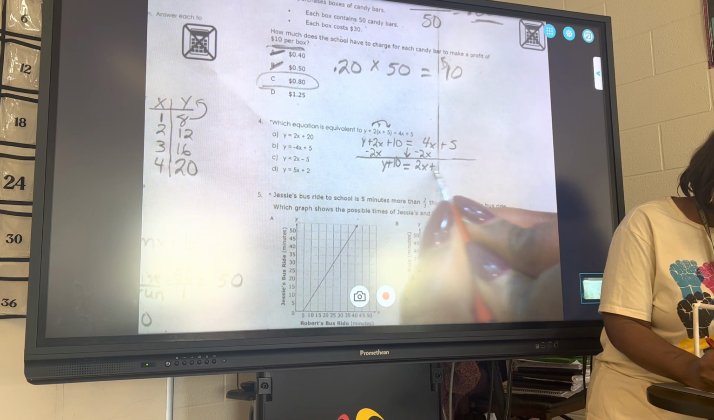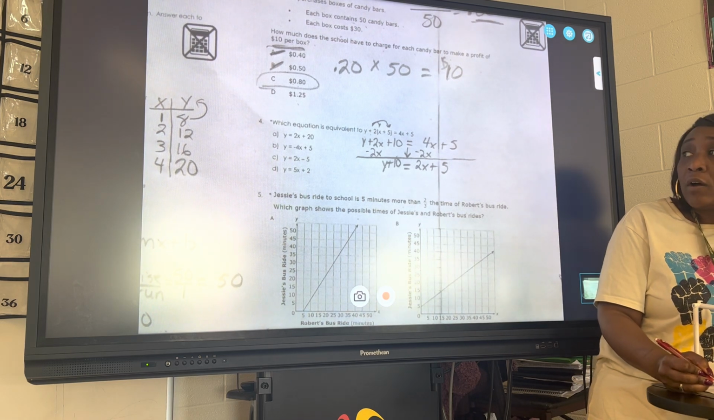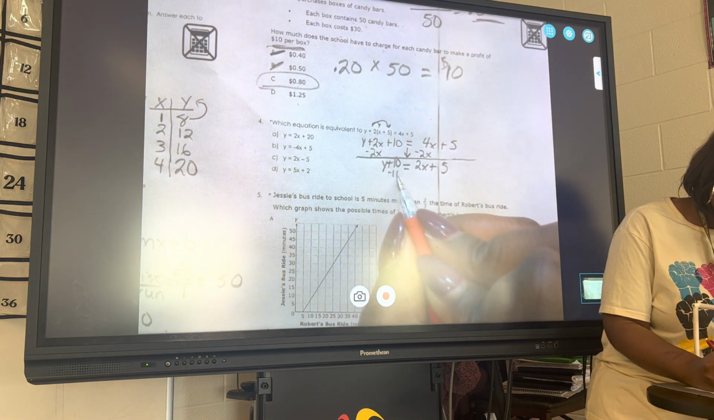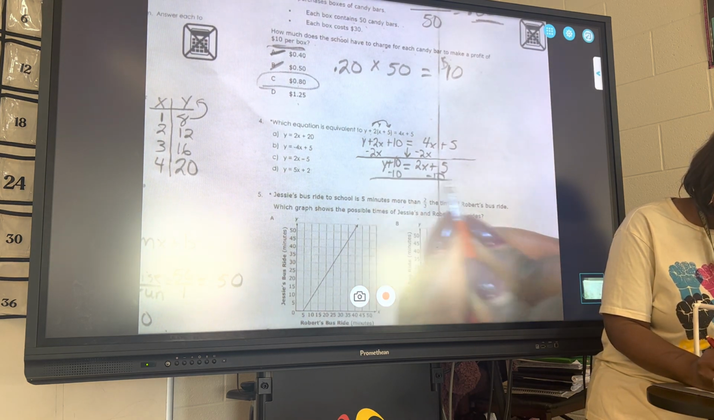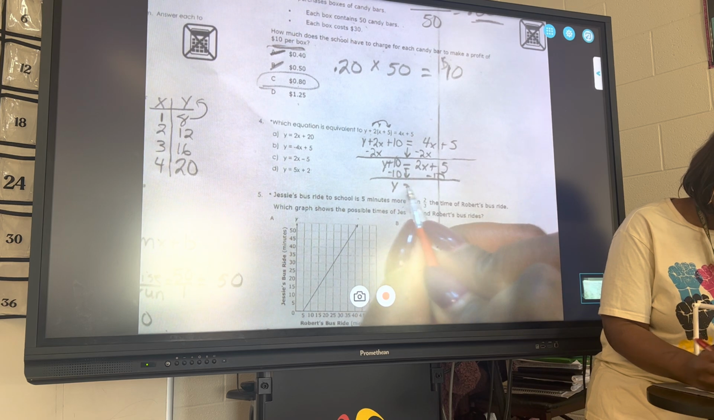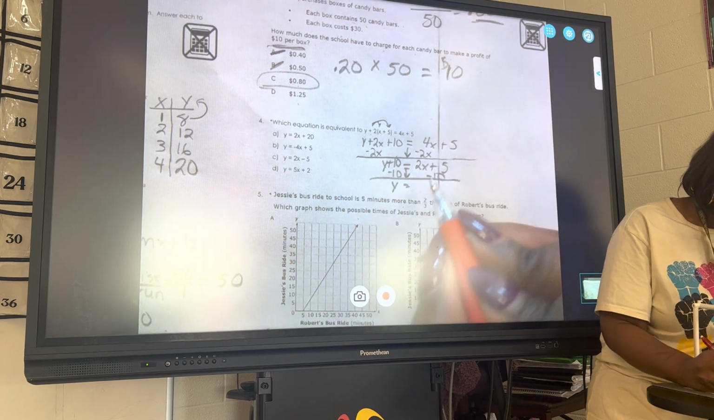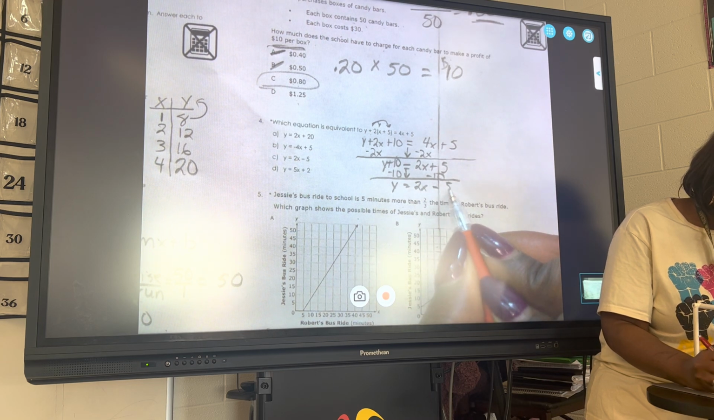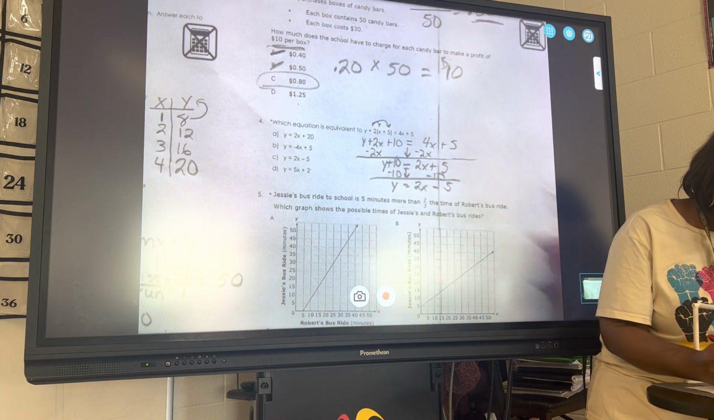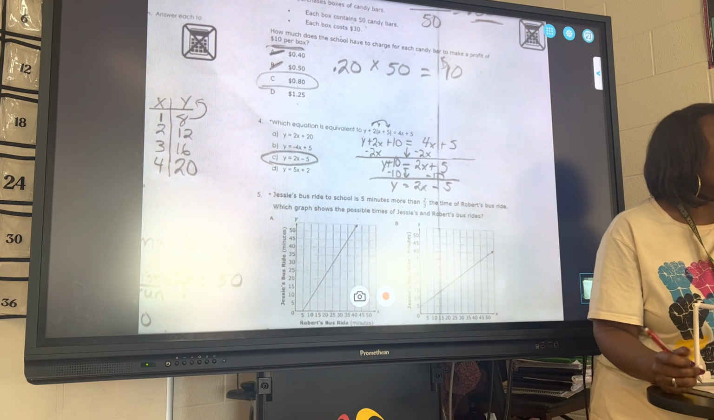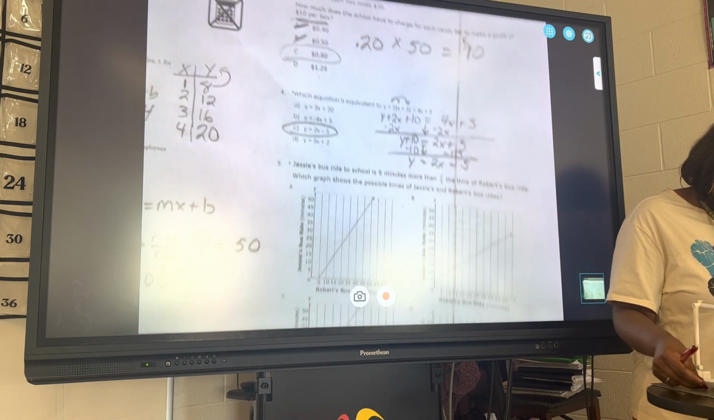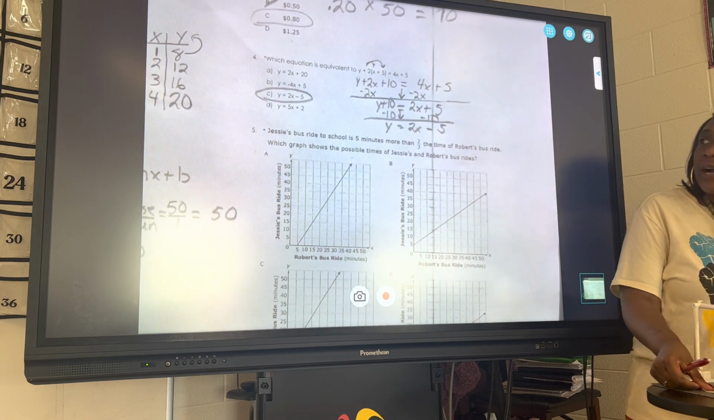That's 2x plus 5. Now in order to get y by itself, what do you have to do? Subtract 10. So when you subtract 10, this is going to give you y is equal to what? 2x minus 5. Which answer choice is that? C. Are you okay with that? Okie dokie.